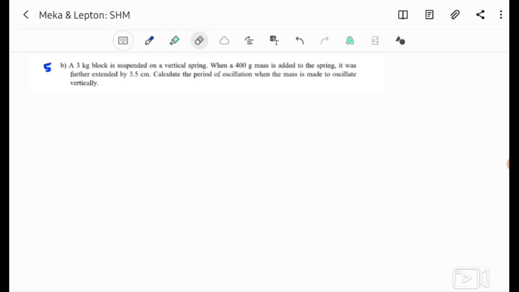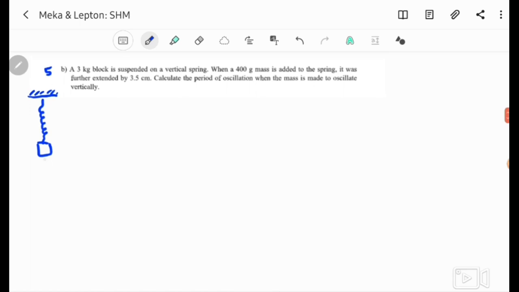Okay, now we look at question number 5B. We have a 3 kilogram block suspended on a vertical spring. So we have a vertical spring, let's sketch it a bit. Spring with mass. Then when a 400 gram mass is added to the spring, it is further extended by 3.5 cm. Calculate the period of oscillation when the mass is made to oscillate vertically.